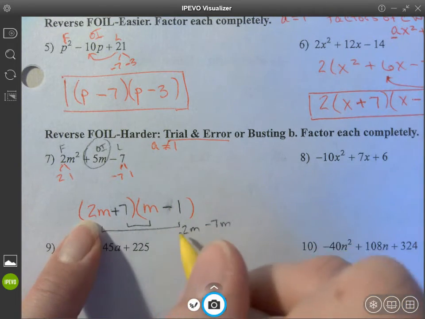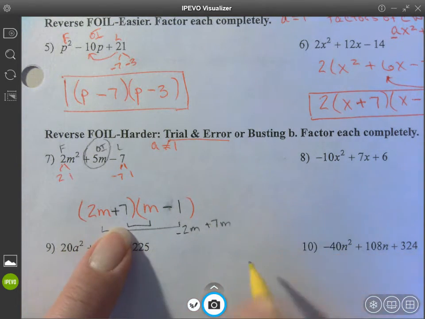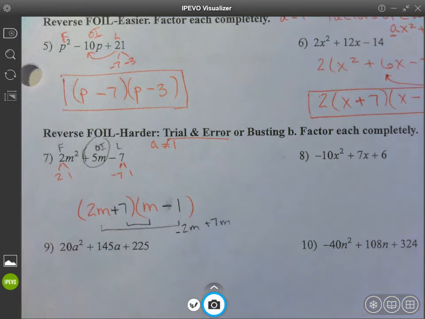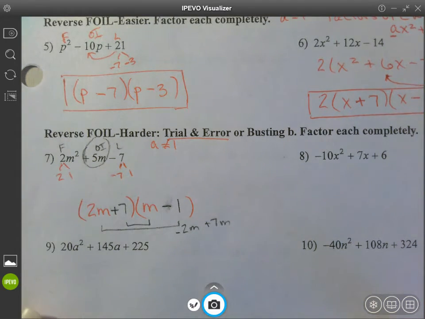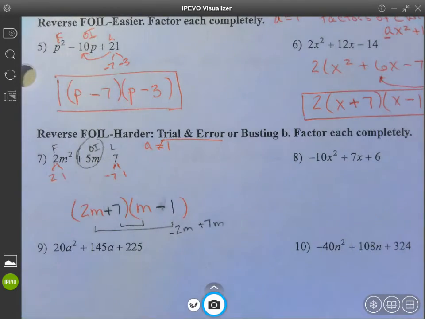So that would be a negative 2 and a positive 7, and there's my positive 5m. So that's a great trial and error. It took me one try with flipping signs. Okay, look at number 8. Is there a GCF there?